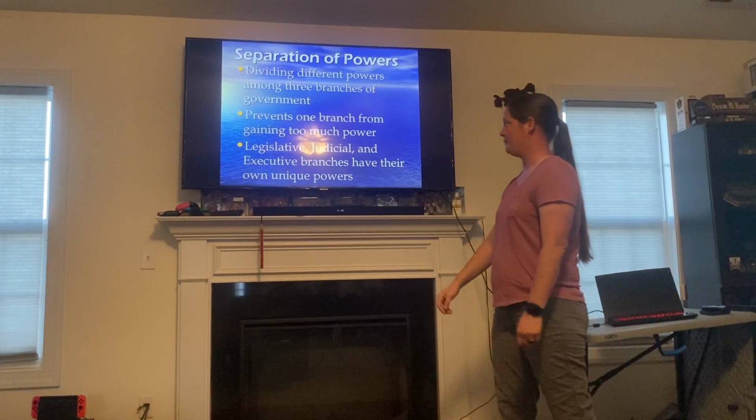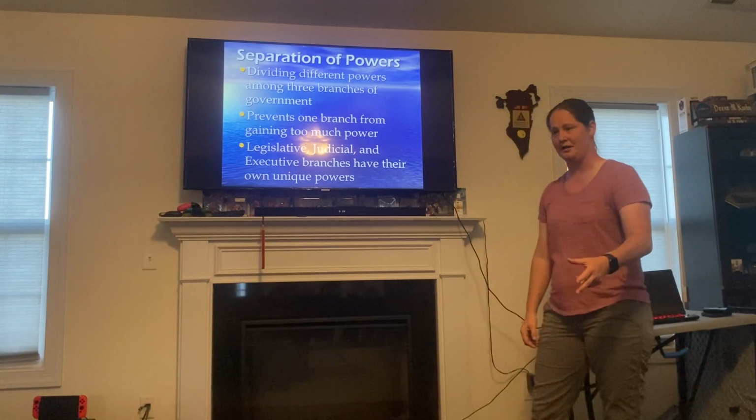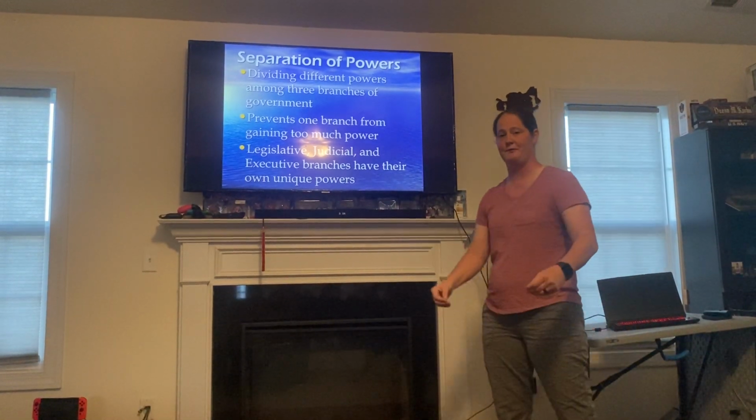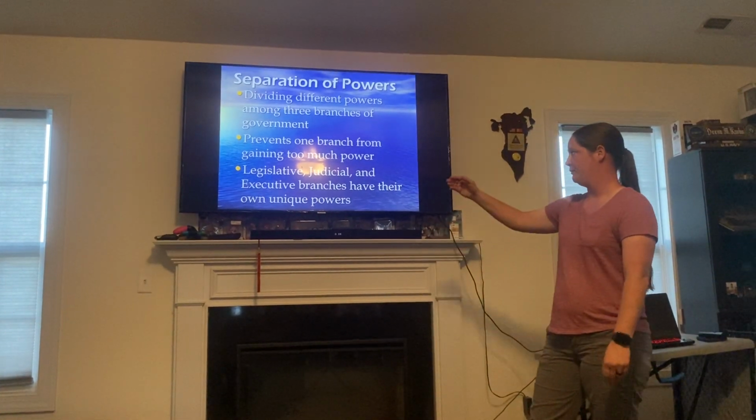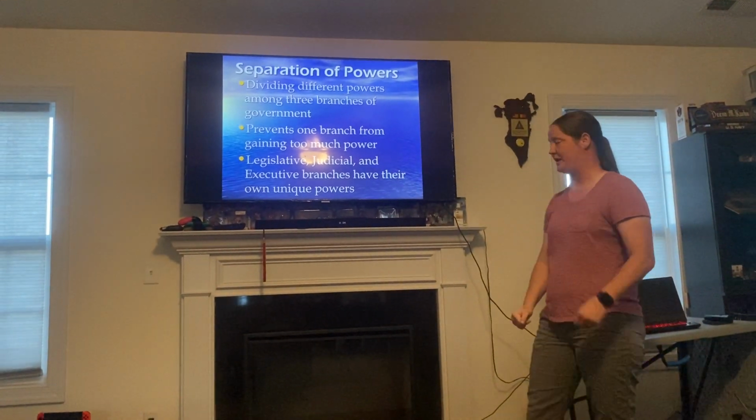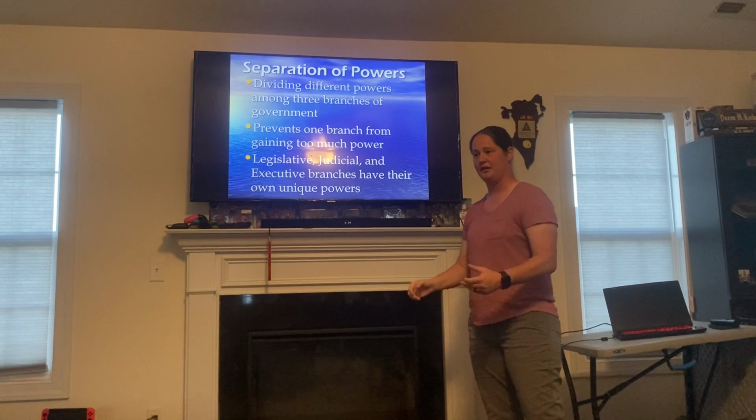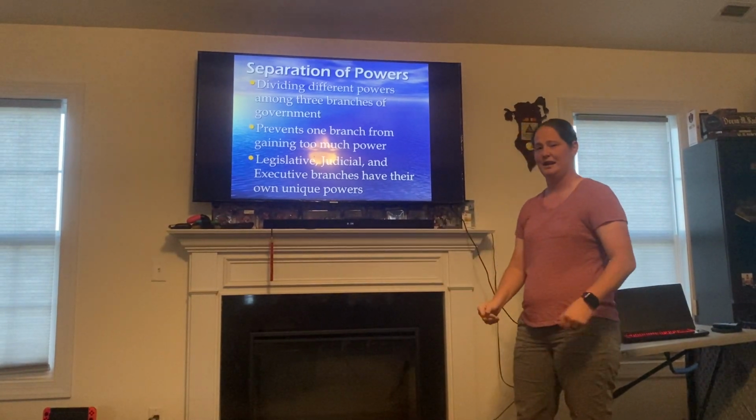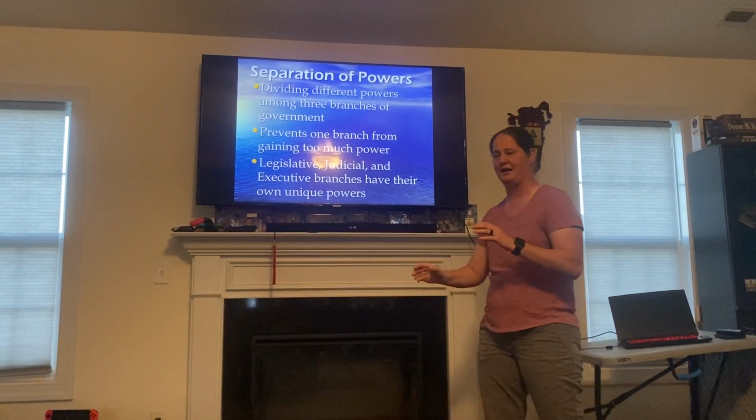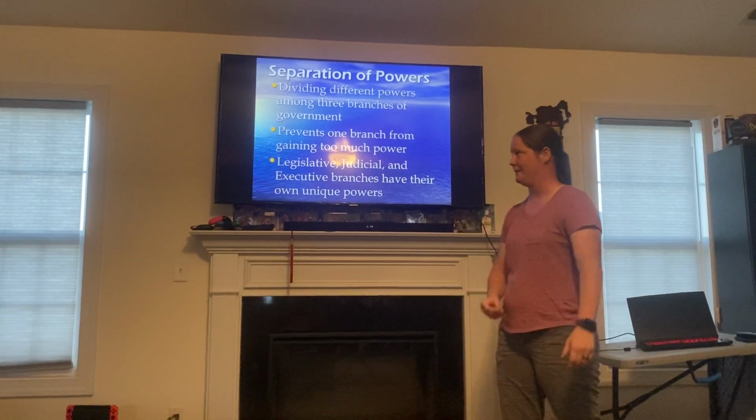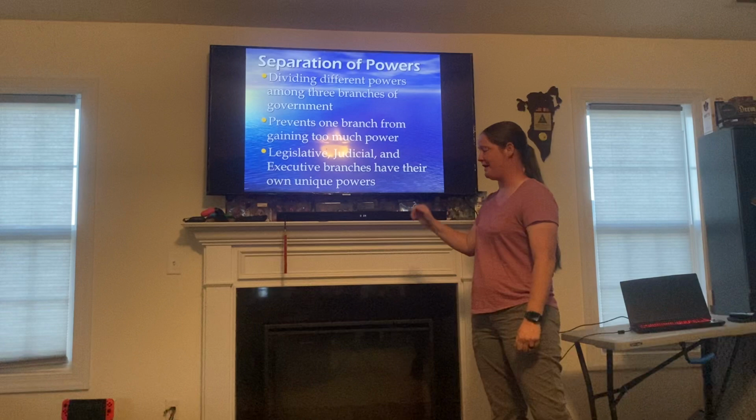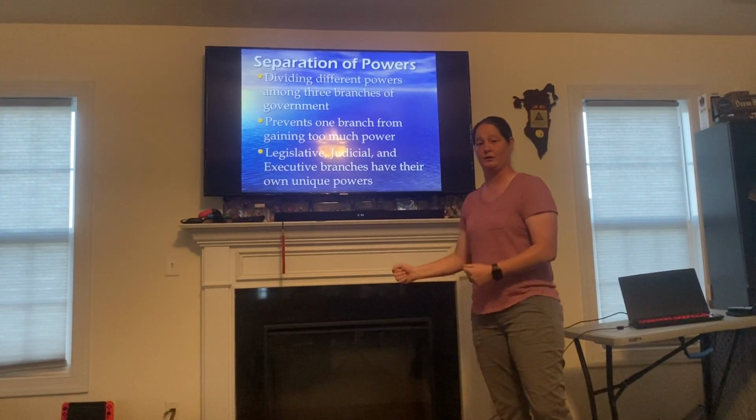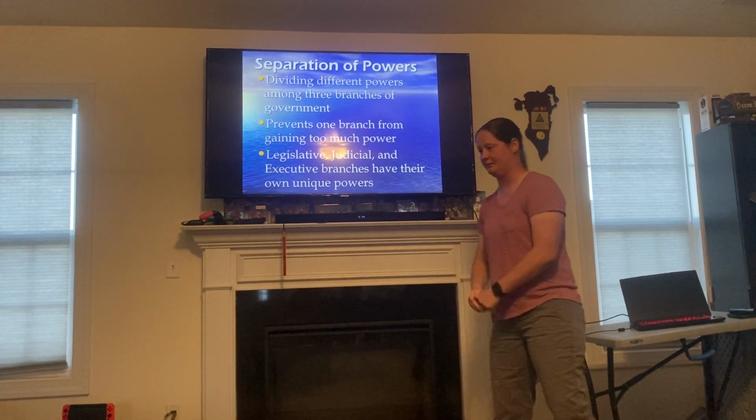So, dividing different powers amongst the three branches of government. Each branch of government will have a different set of powers. We'll learn more about it later, but it's going to prevent one branch from gaining too much power. Each branch having their own set of powers is going to make it so one branch can't take power away from another. Finally, our legislative, judicial, and executive branches have their own unique powers, which we're going to learn later in this lesson.